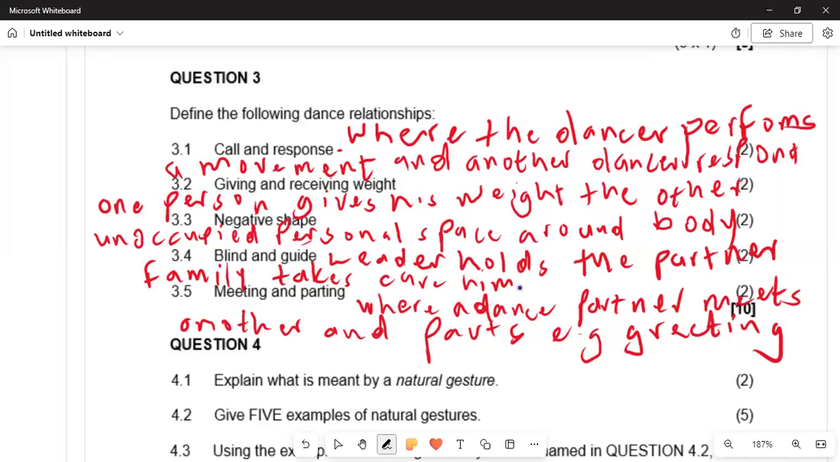In 3.3, we have negative shape. What is negative shape? It is the unoccupied personal space around the body. Then in 3.4, we have blind and guide, where the leader holds the partner with a hand and takes care of him or her. In 3.5, we have meeting and parting, where a dancer or partner meets another and parts, for example when they greet, and they can meet by way of the hand.